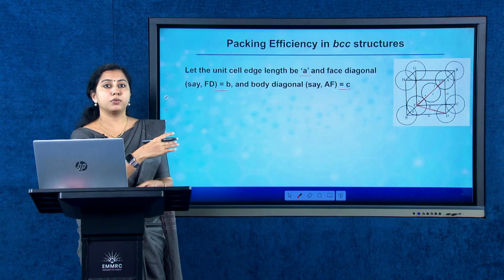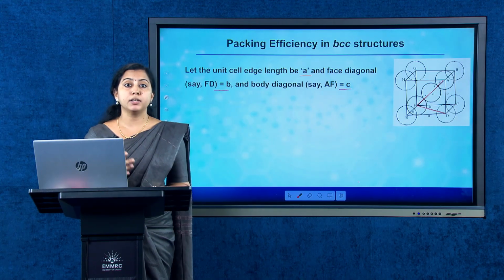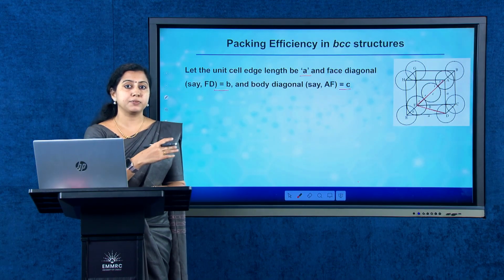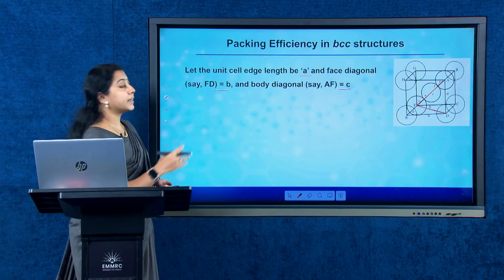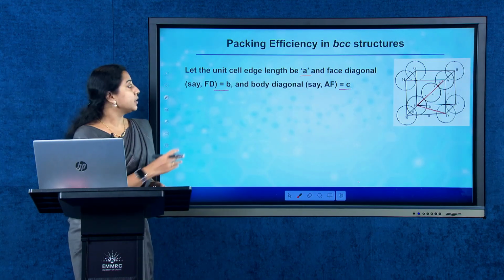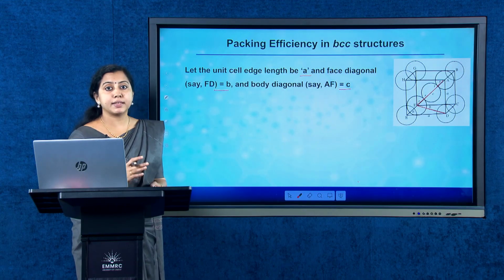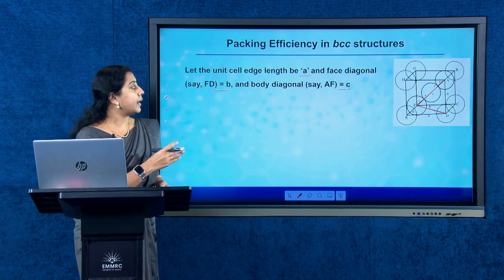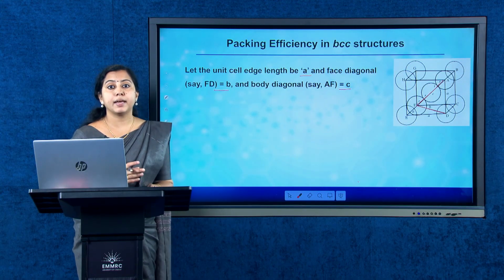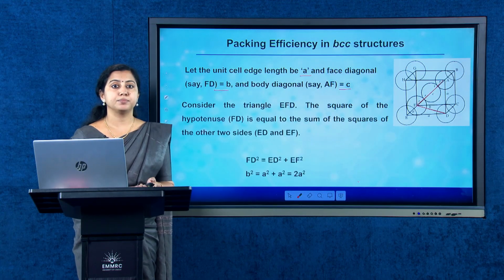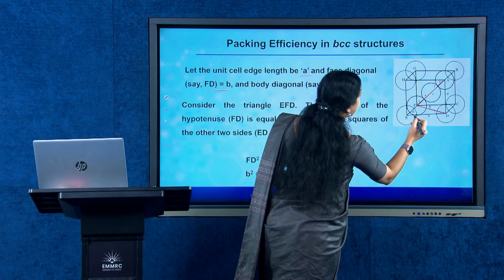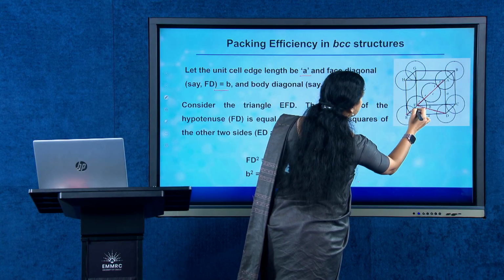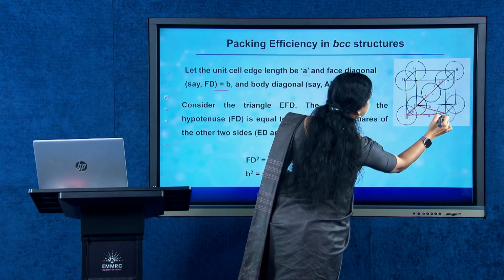So we have shown here a body centered cubic lattice with spheres along the diagonal. The edge length is A, the face diagonal represented as FD equal to B, and the body diagonal represented as AF equal to C. Now consider the triangle EFD. So we have considered this triangle EFD.